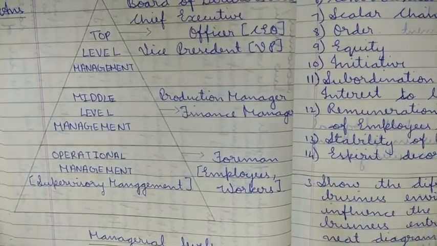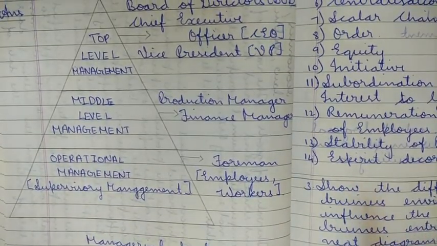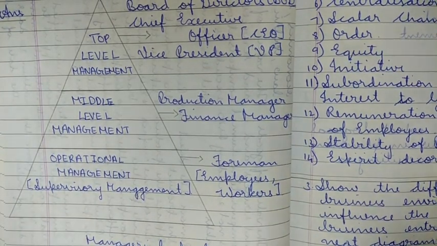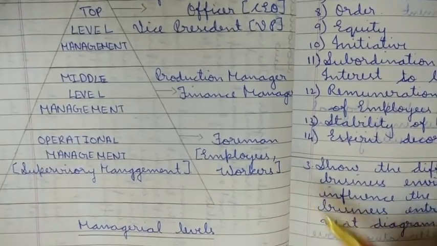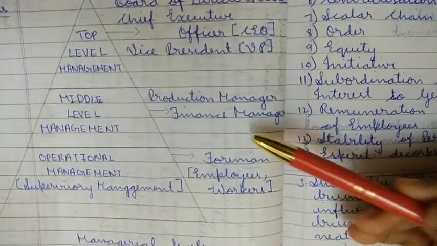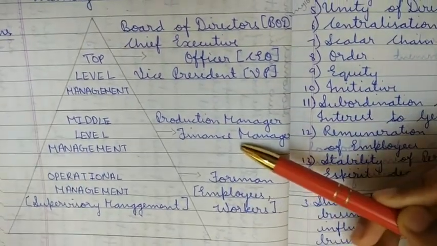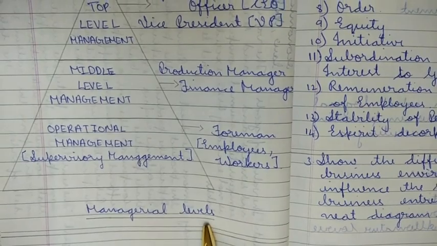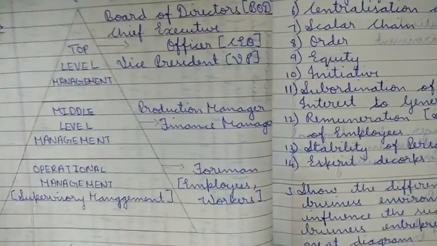Next, operational management: foreman, that is employees or workers. The people who work under the production and finance manager are employees and workers. They follow the orders given by these managers, and these people follow the orders given by these people. So these are the managerial levels. So this is the first question.